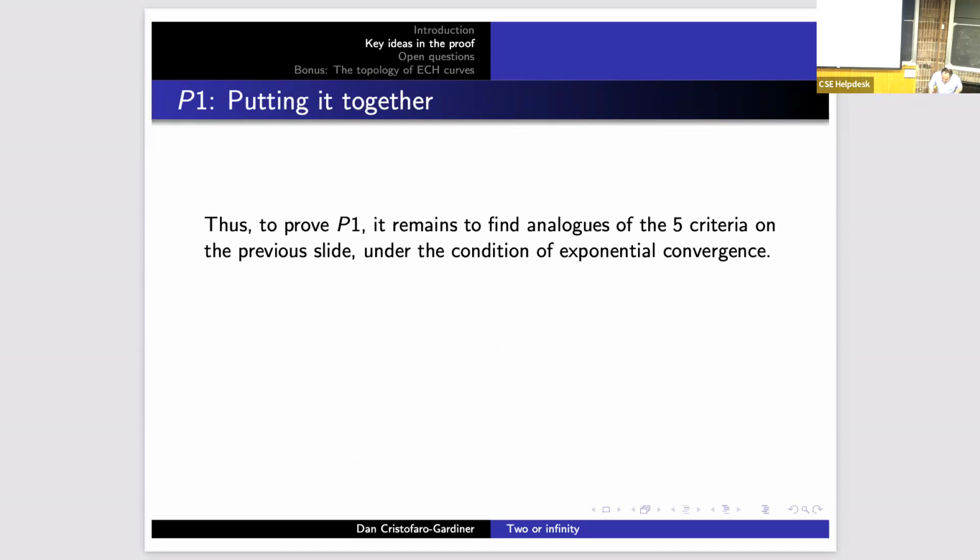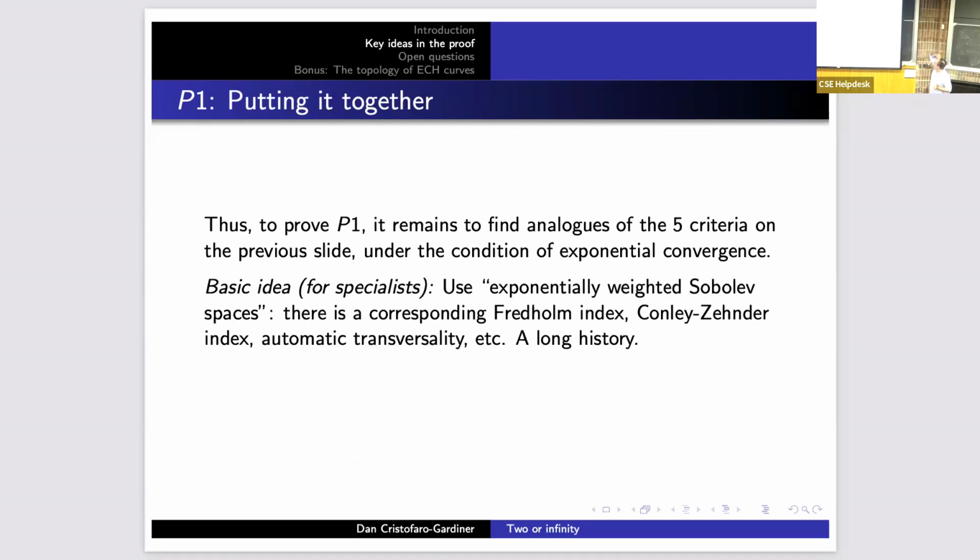Anyways, I'll stop in a minute to see if you have any questions, but let me try to get through P1. Okay, so that was what happens in the non-degenerate case. Now let's say we have exponential convergence. What do you do? Well, actually, in a way, it's not so hard.